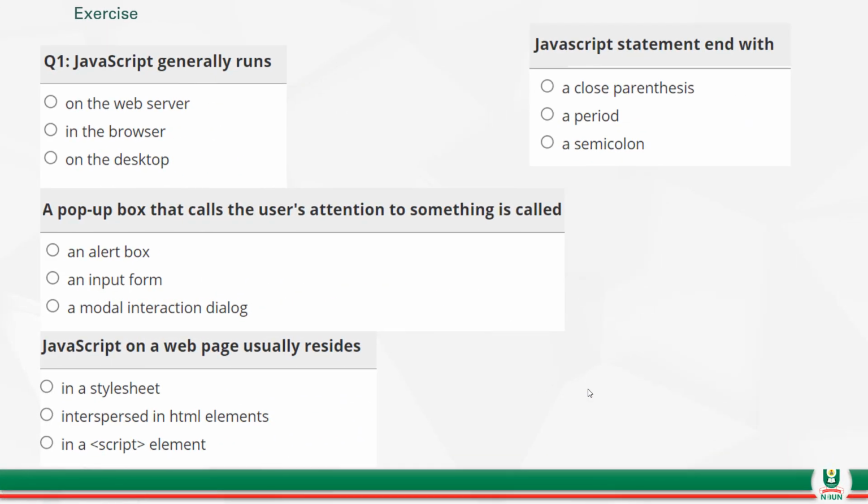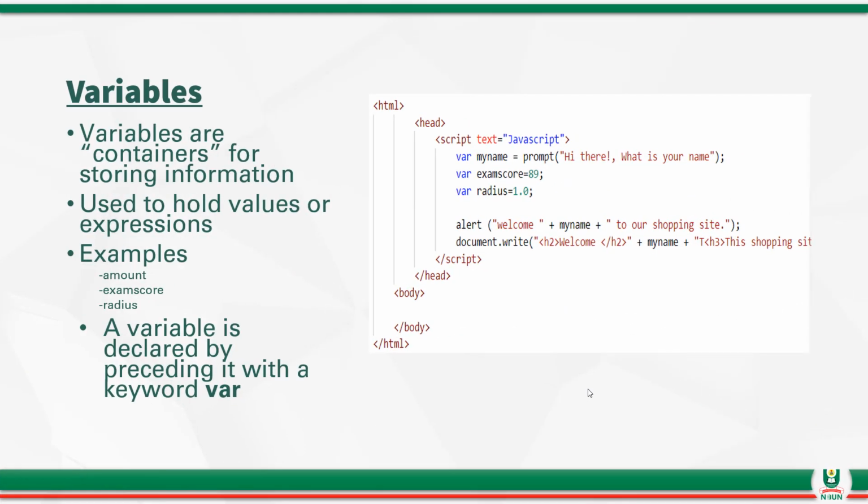This is a quick exercise for us to quickly look at. Generally, where do you run JavaScript? Pick your choice. A pop-up box that calls a user's attention, what do you call it? I'm sure we know that. Also, JavaScript on a page usually resides where? Okay. Then a last one, how do you close a JavaScript statement? So think about these small facts as we move on to the next point.